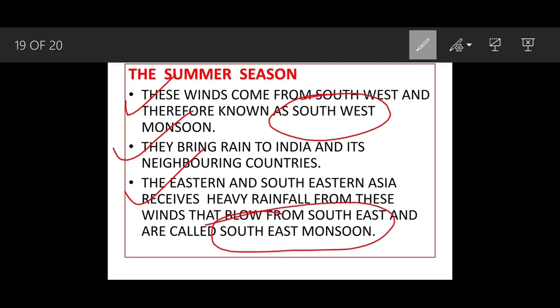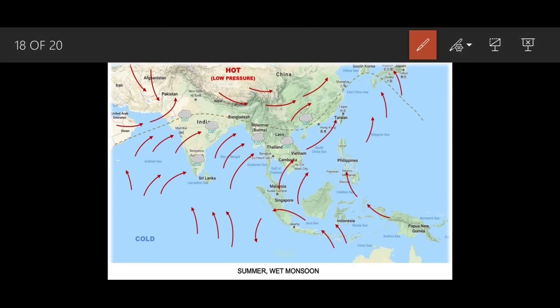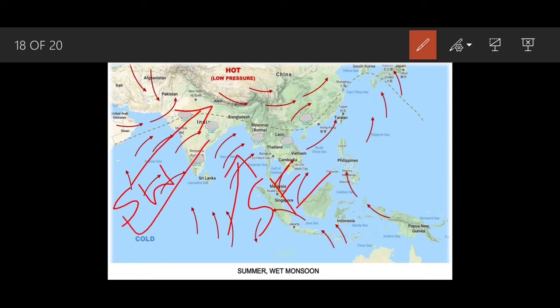I'll explain to you. Let's see the map again. See children, these winds are blowing from the southwest, right? And these winds are blowing from the southeast. So because of the direction of this wind, they are named southwest monsoon and southeast monsoon. It's nothing else. We name the wind according to the direction from which it is blowing. That's why this is the southwest monsoon and this is the southeast monsoon. I hope you have understood.